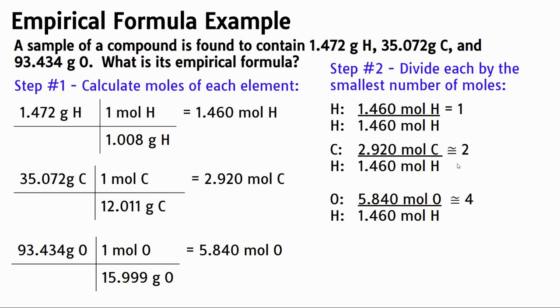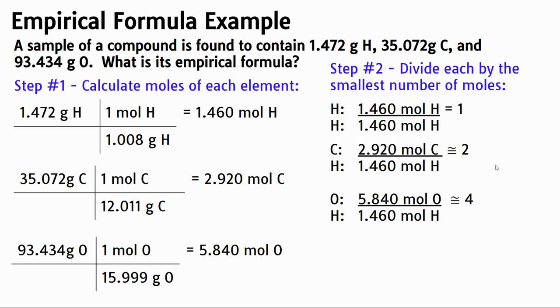Now, I said approximately. If these numbers are really close to a whole number, then it's good enough to round. Usually these are based off of collected data in a lab, and we definitely make errors. So as long as it's pretty close to the number, you're safe to round. So now the next step is quite easy. We're basically saying that 1 mole of hydrogen combines with 2 moles of carbon and 4 moles of oxygen.